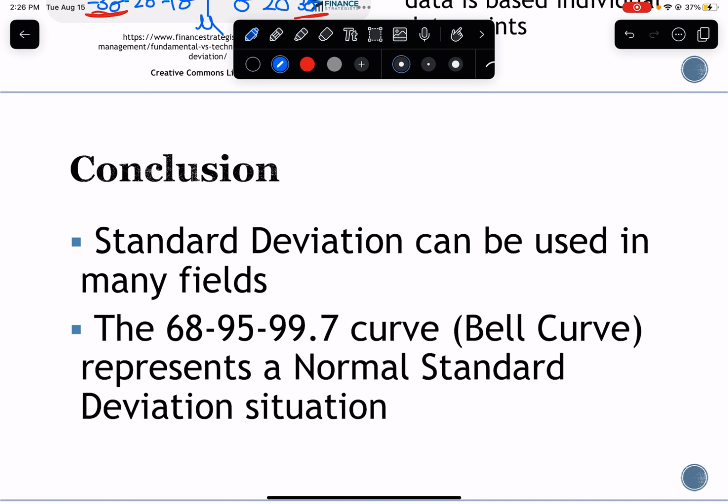There are numerous fields in which standard deviation could be used, for example, in research, etc. So the 68, 95, and 99.7 curve, also known as a bell curve, represents a normal standard deviation situation.